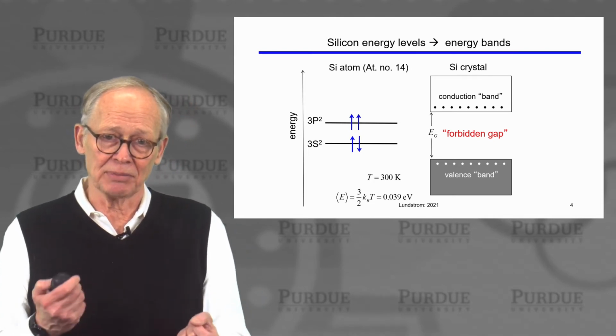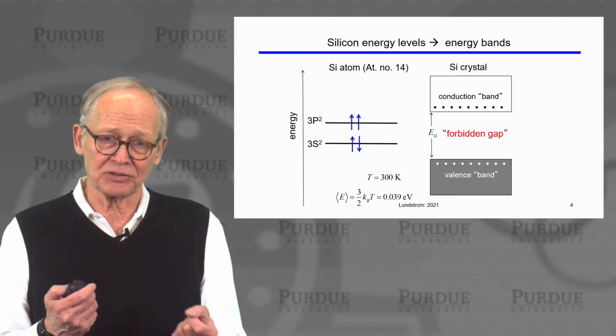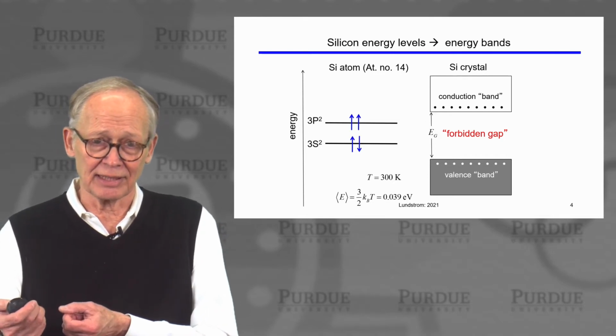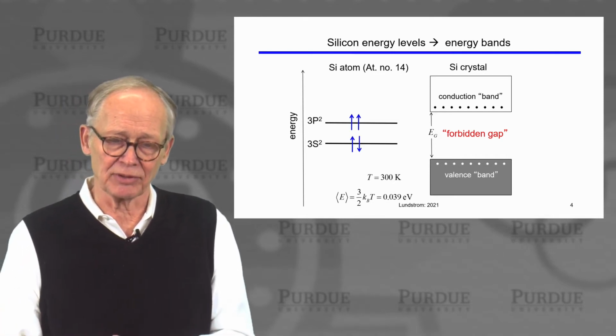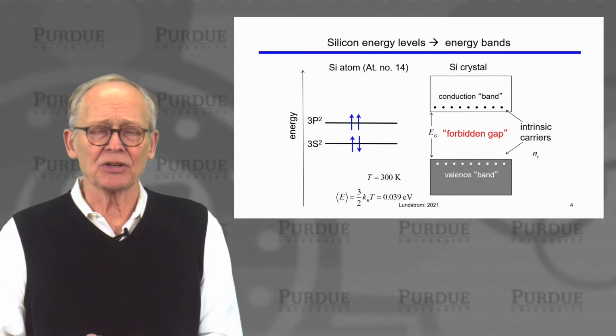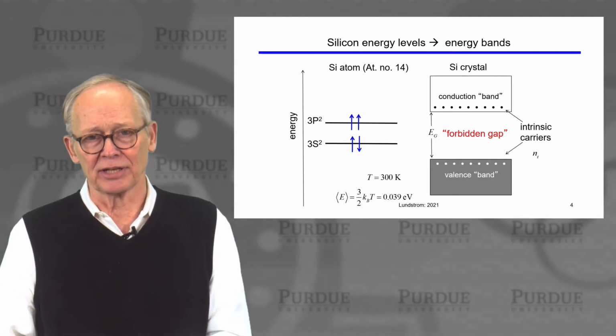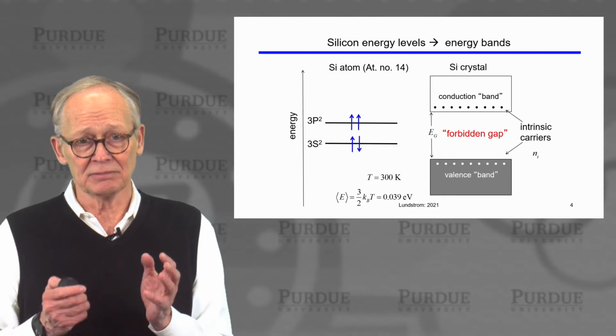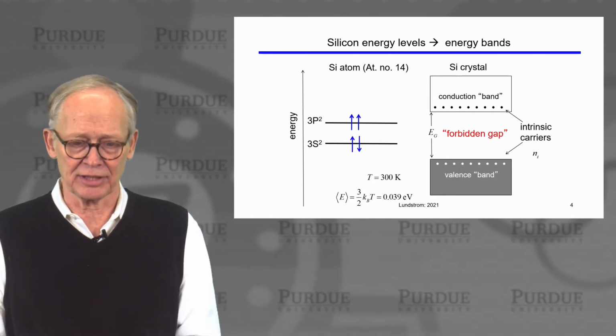Obviously, when we break a bond and create a hole, a missing state, we still have the electron, so there is an equal number of electrons and holes. These are known as intrinsic charge carriers, and they're denoted by the symbol n sub i, the number of intrinsic charge carriers.